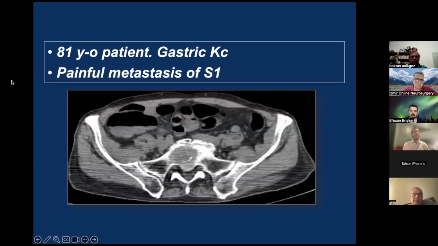And here an example, an 81-year-old patient with gastric cancer. He has this S1 painful metastasis, and sometimes it's not so easy to put a needle in this lesion because you have the S1 nerve roots in the first sacral foramen, which are close. You have to avoid, of course, the sacral canal. So it's not always easy to put a needle in this lesion.